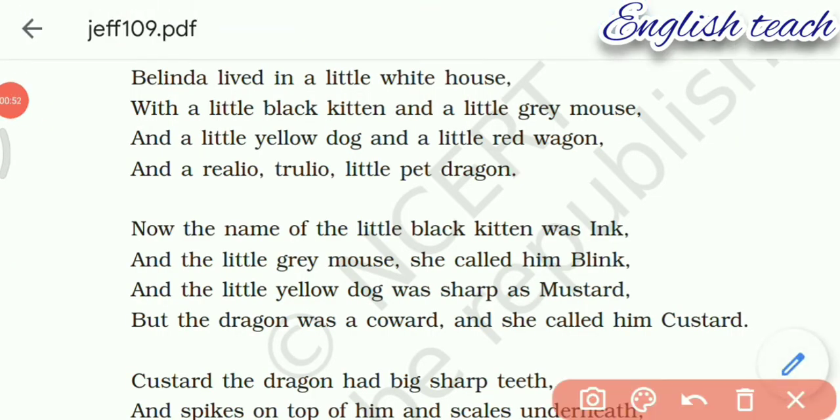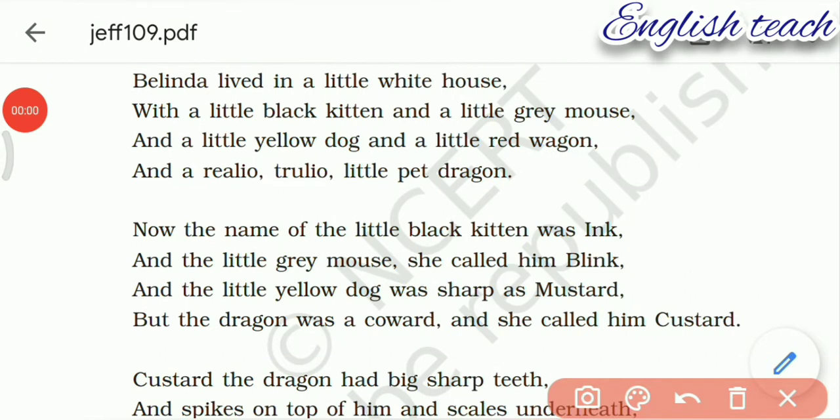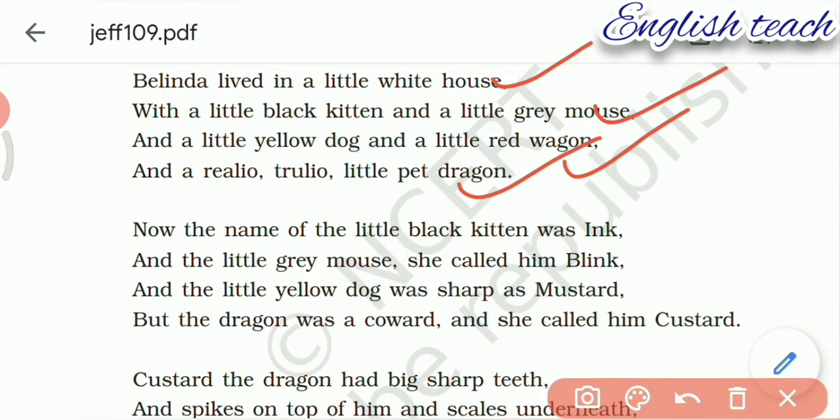Now we read the poem. Belinda lived in a little white house with a little black kitten and a little grey mouse, and a little yellow dog and a little red wagon, and a really truly little pet dragon.